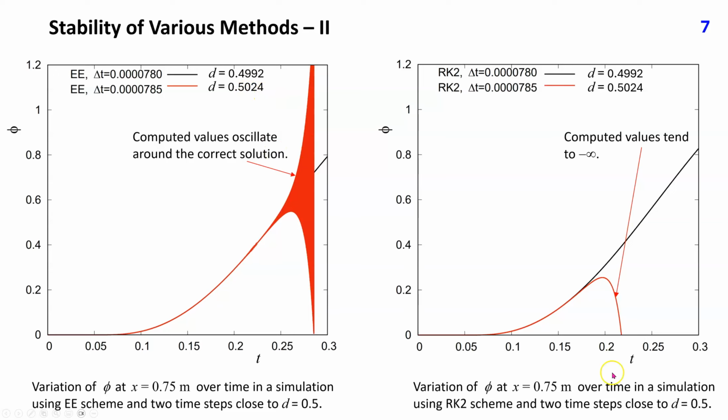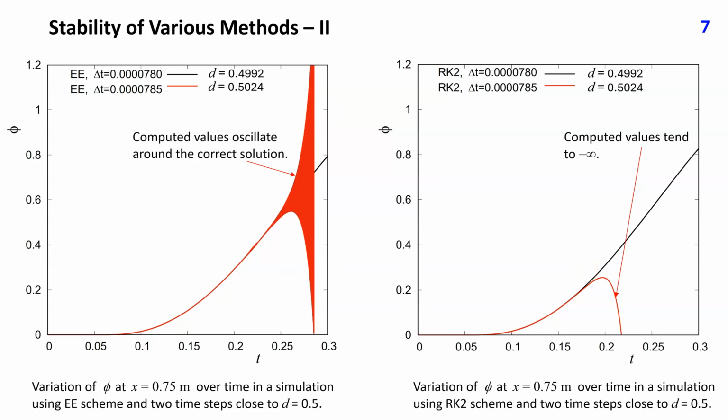diverges. In the case of explicit Euler scheme, oscillations start developing around t equals 0.22 seconds, leading to a rapid divergence as t increases above 0.25 seconds. The values from consecutive time steps oscillate alternately around the correct solution.